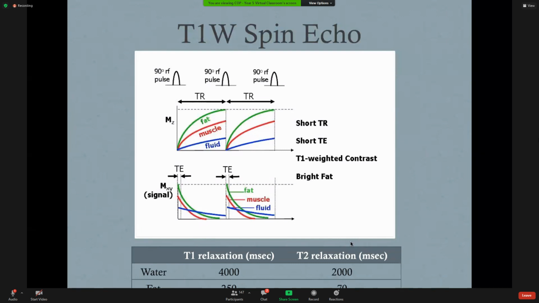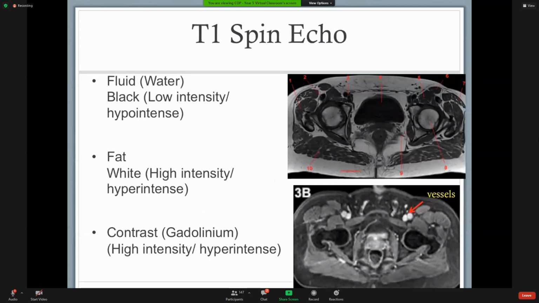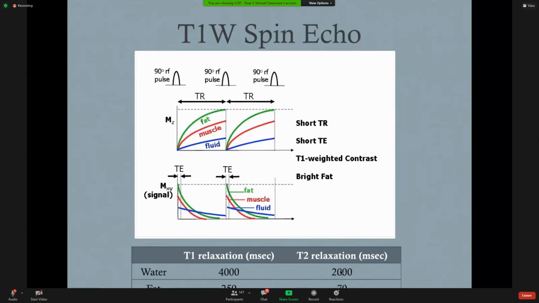T2, on the other hand, has a T2 relaxation of 2,000, which is enough for the signal to be picked up on MRI. Fat will be picked up, but not as intense as it is on T1.